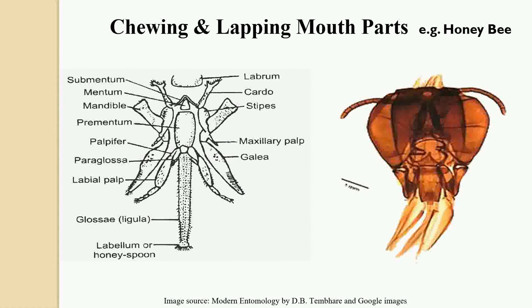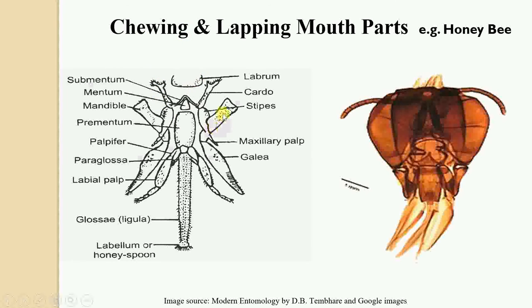Then the next variety of mouthpart is the chewing and lapping mouthpart. Now this kind of mouthpart is a peculiarity of the hymenopteran insect, commonly known as the honeybees. Now the organization of the labrum and mandible constitutes a chewing part.